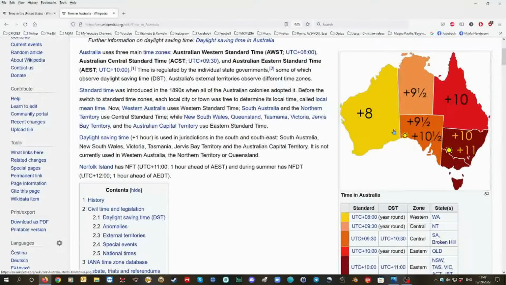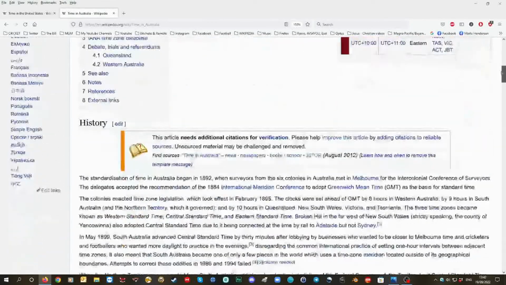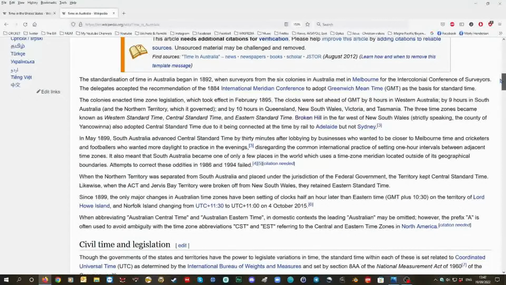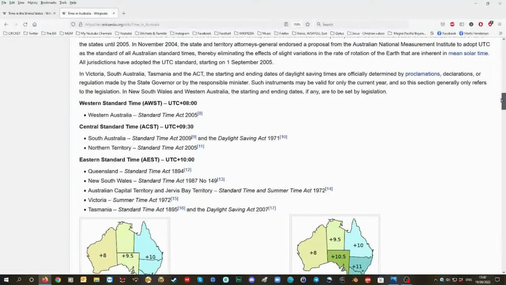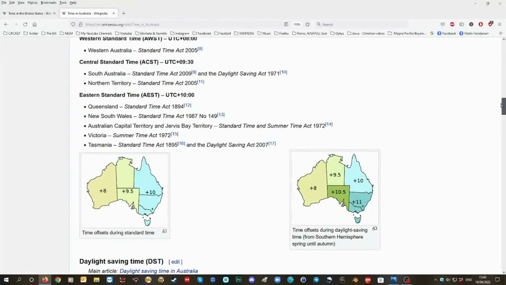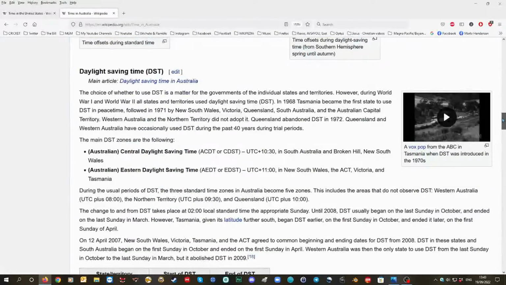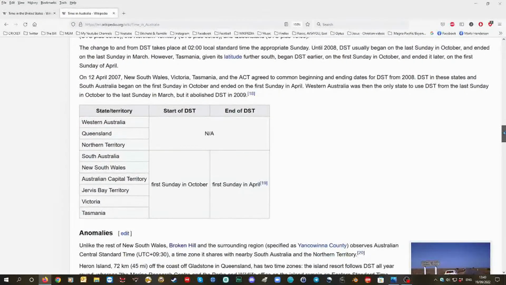The unofficial southeastern Western Australia, which is WA, right, is 45 minutes ahead of Perth, right? So Perth is 8 hours. Also, this Broken Hill, a part of New South Wales, they are in line with South Australia, and South Australia has daylight saving. Northern Territory doesn't. Queensland don't.